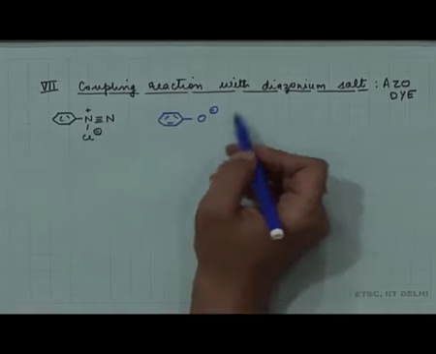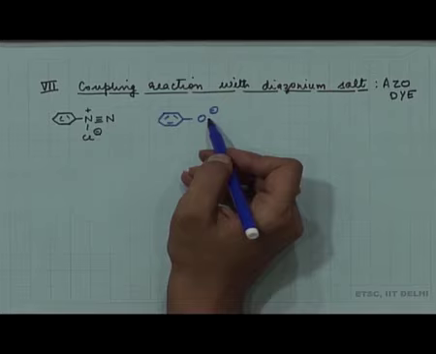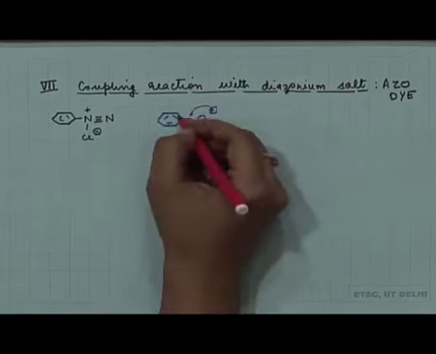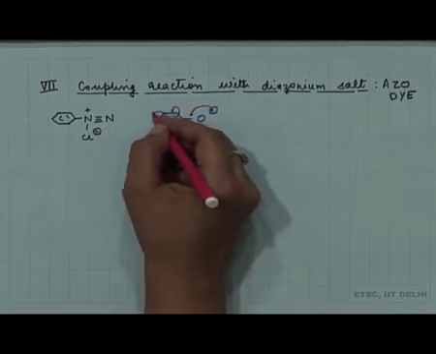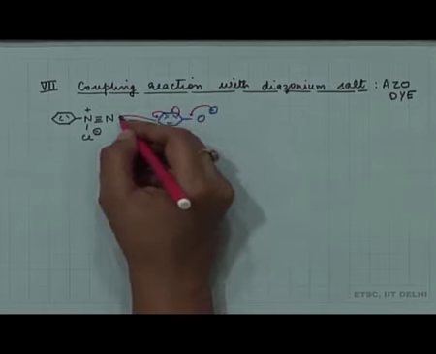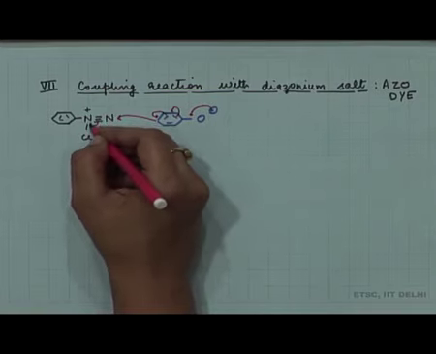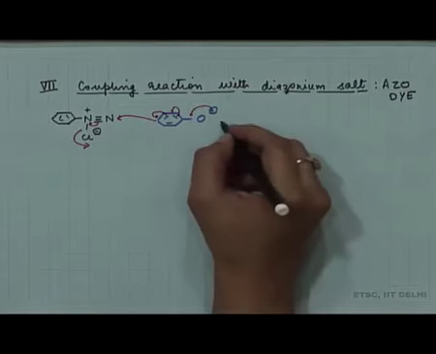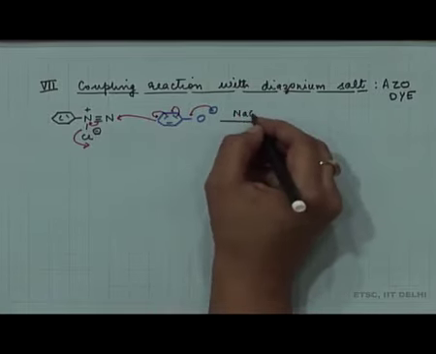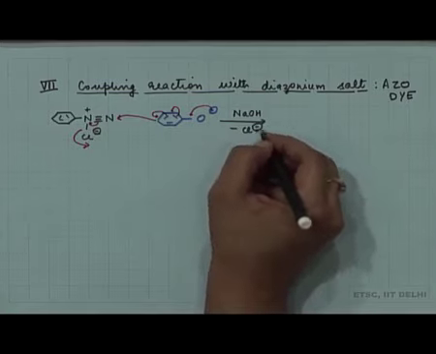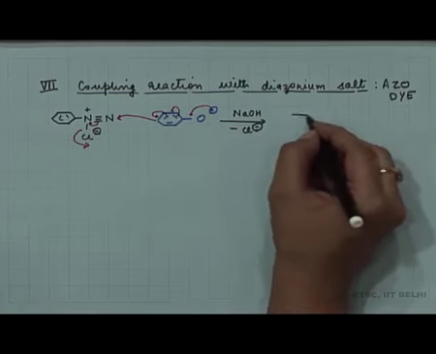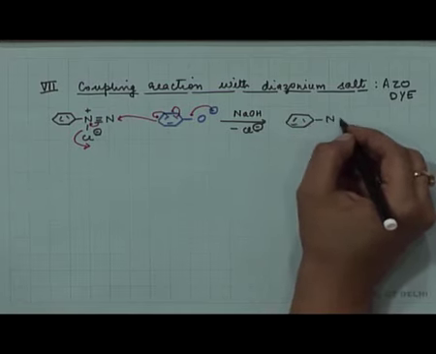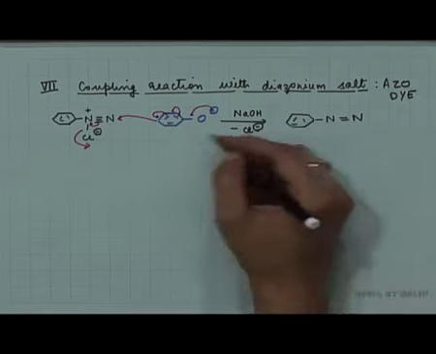So, when the diazonium salt is treated with the phenoxide ion, what happens is this kind of a coupling reaction takes place under alkaline conditions. Chloride ion is lost from the diazonium, and what you get is N double bond N.